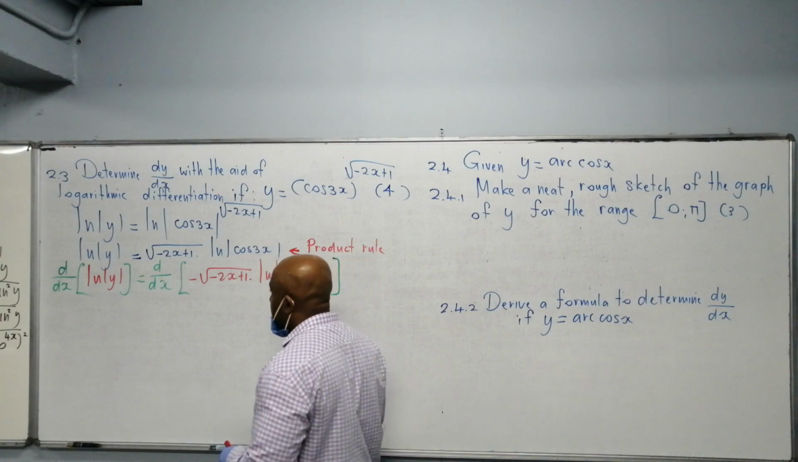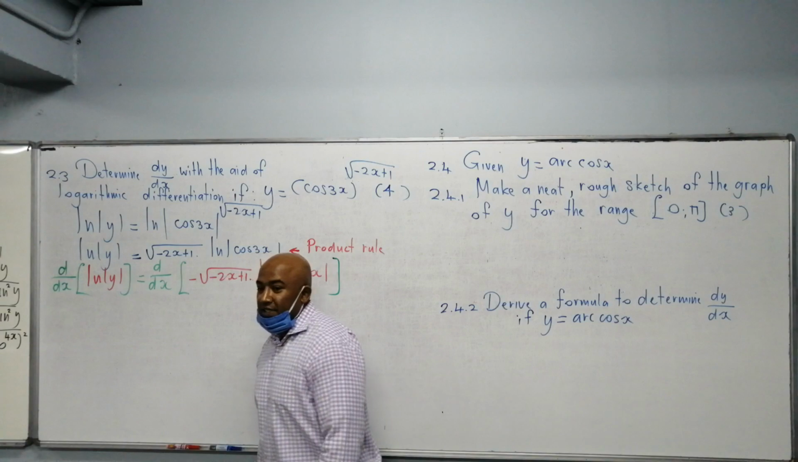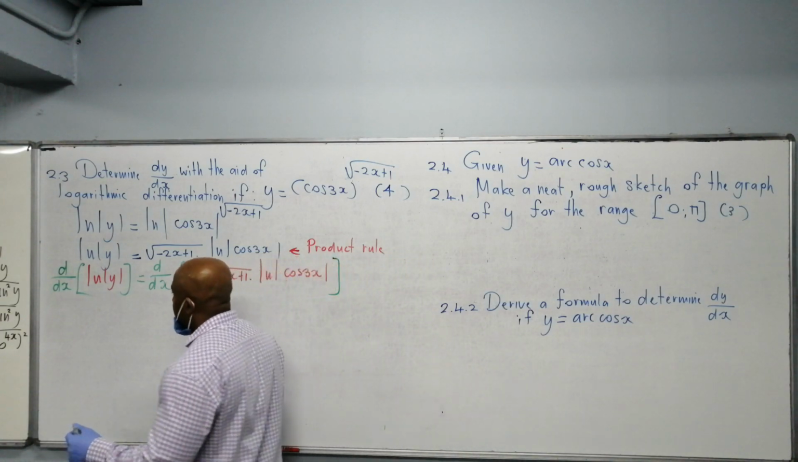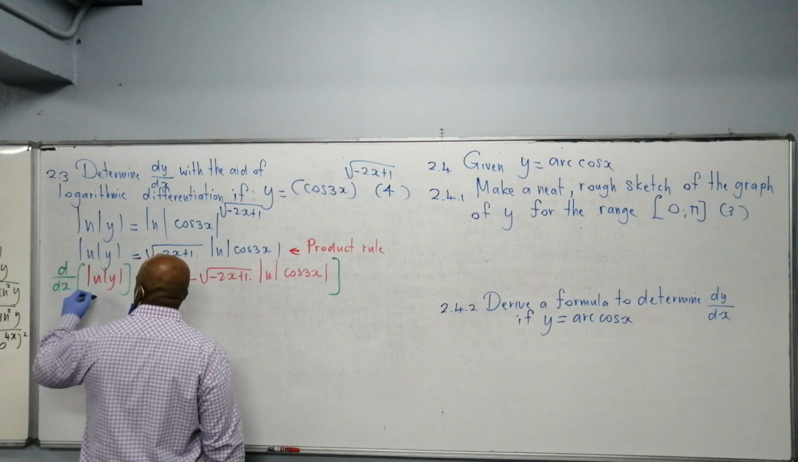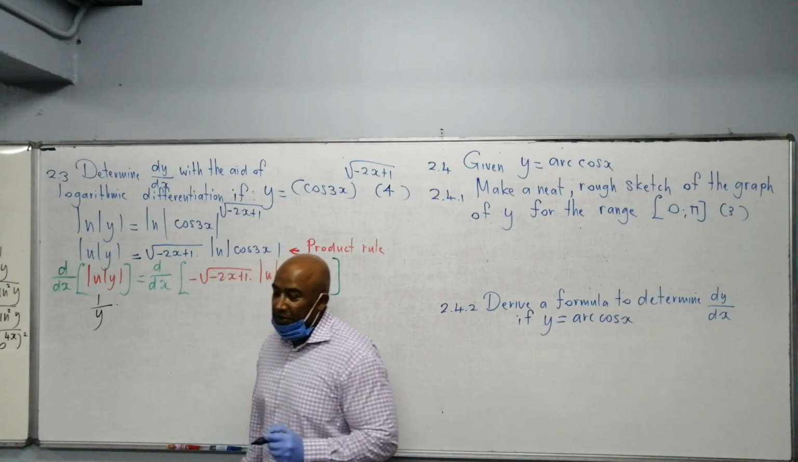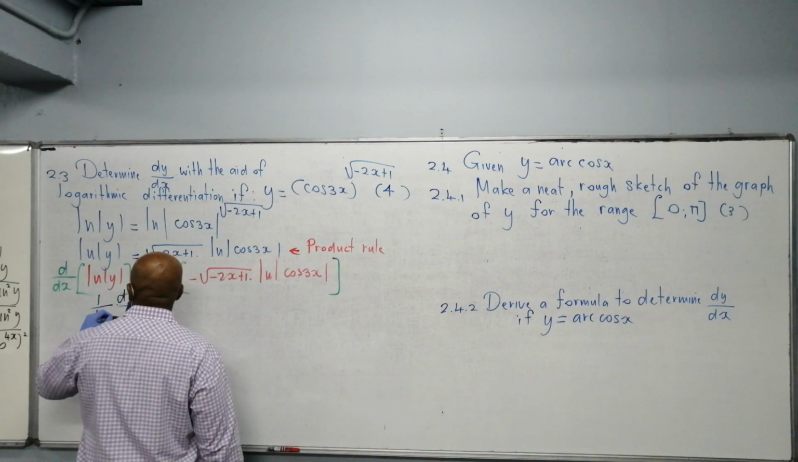Right, so the derivative of ln y with respect to x, that is implicit differentiation. So the derivative, using the rule, the derivative of ln y is 1 over y, and what do we do? Multiply by dy over dx.